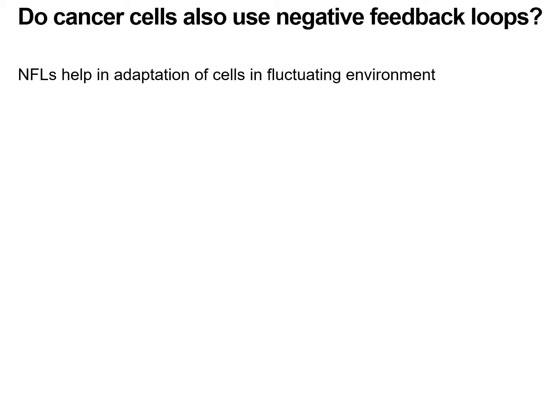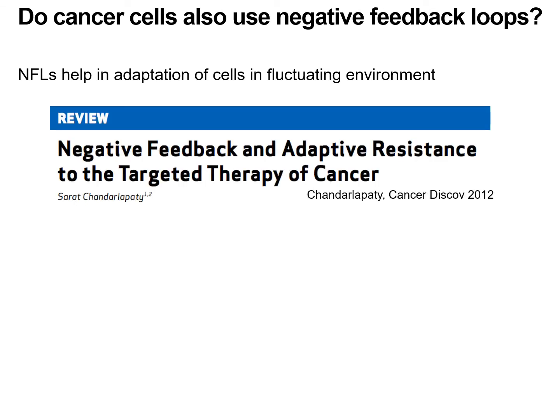Therefore, a function of a negative feedback loop is to adapt the cells. So it is possible that cancer cells may be using some of these negative feedback loops in order to adapt to changing environment around them. For instance, when they face different drugs that are being given to a specific cancer patient.